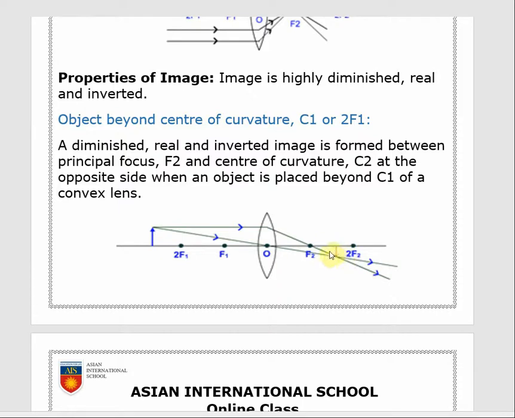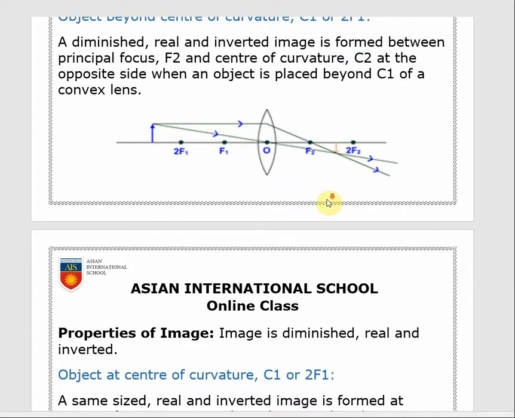It's an inverted image. And if we compare the size of the object and the image, the object is bigger here and the image size is smaller. Now if we see the distance from the optical center of the object and the image, we will see that the object is at a higher distance than the image. So object distance is higher, object height is also higher, and image height is smaller and image distance is also smaller. So this is the second case.